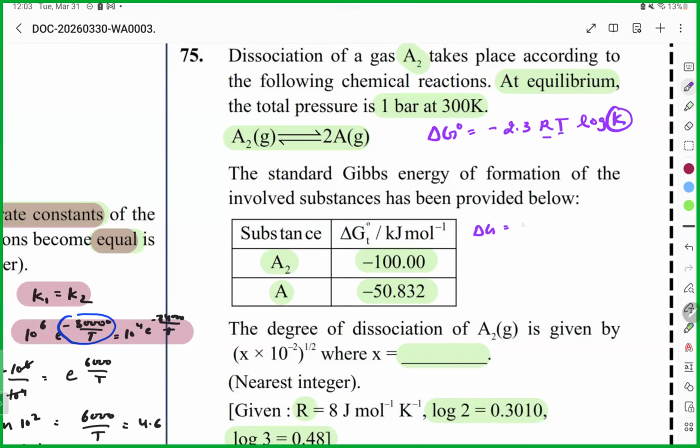So double of this. First, 2, because we write 2A, right? Yes, double. So 2 and then into minus 50.8, minus 100. 2 into 50 how much will it be? 1, minus 100.